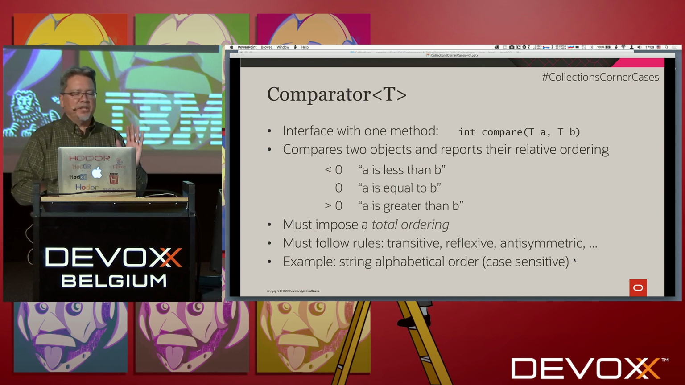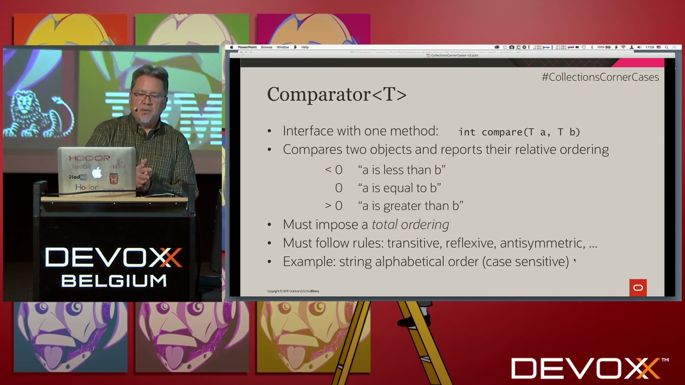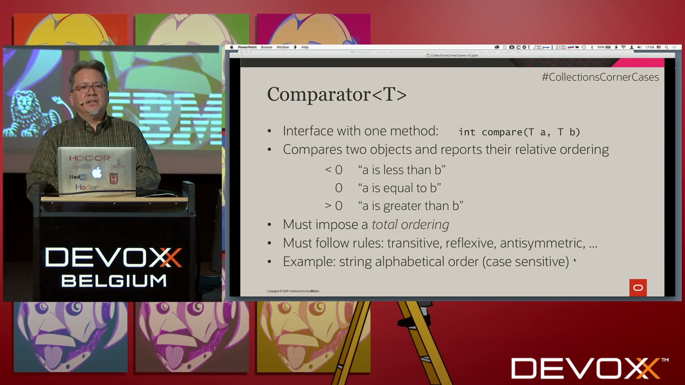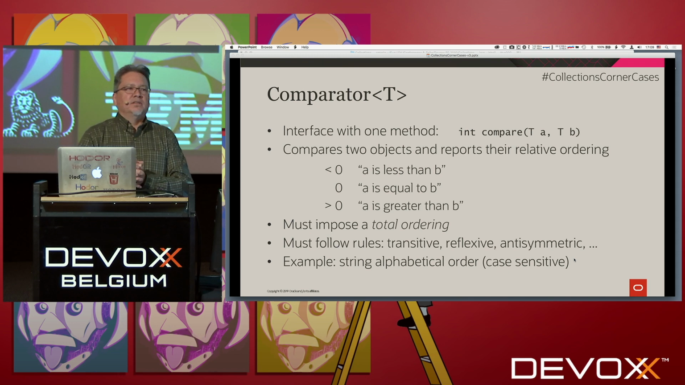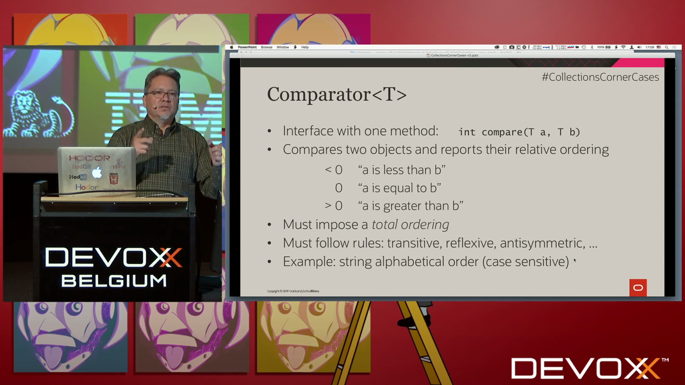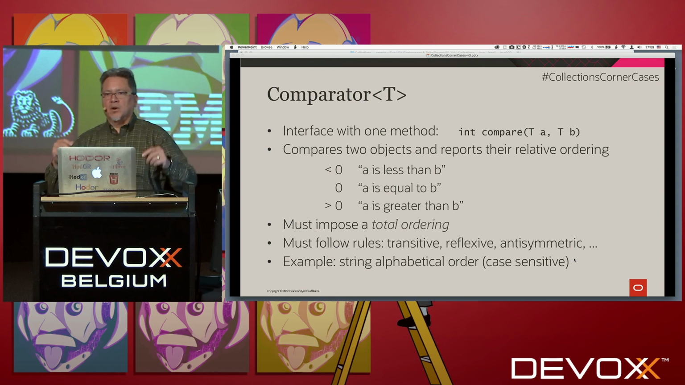Suffice to say that they're actually pretty intuitive, so I'm not going to spend too much time on them here. The point is that the comparator must impose a total ordering on all of its input elements. So that means basically for any two elements, you have to provide a result. You can't throw an exception or anything. But also the results must be consistent.